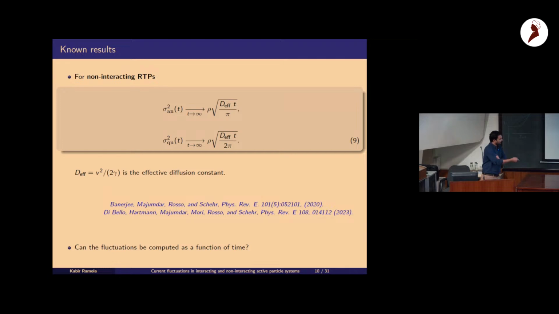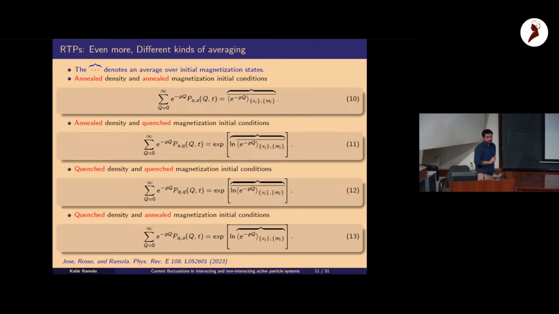So the question we were focusing on is, can the fluctuations be computed as a function of time at all times and analytically? We were able to do that, and I'll show you some results. Here's the crux of the point that I'm going to make today: because you have an additional degree of freedom, not just the positions, for RTP particles or for any sort of active system, which has two different fields, you can now perform an even more generalized kind of averaging. You can quench either the positions or the velocities, and you can take all kinds of different averages using this.